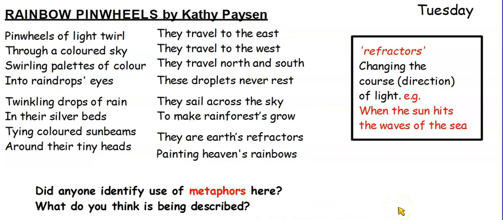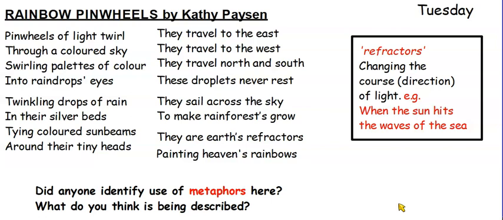Pinwheels of light twirl through a coloured sky, swirling palettes of colour into raindrops' eyes. Twinkling drops of rain in their silver beds, tying coloured sunbeams around their tiny heads. They travel to the east, they travel to the west. They travel north and south, these droplets never rest. They sail across the sky to make rainforests grow. They are Earth's refractors, painting heaven's rainbows.